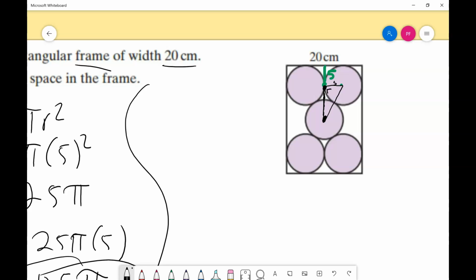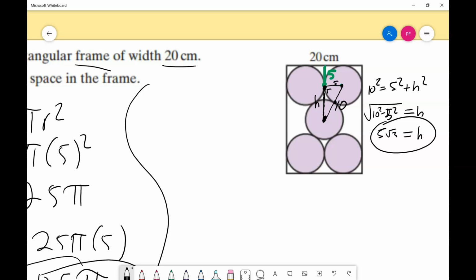I know that this is 5 here, and I know from here to here is 5, and here to here is 5, so I know this length is 10. So let's call this h here, I can find that h. So 10 is the hypotenuse, so 10 squared equals 5 squared plus h squared. So h is going to be the square root of 10 squared minus 5 squared, and that gives me 5 root 3. So h is 5 root 3.